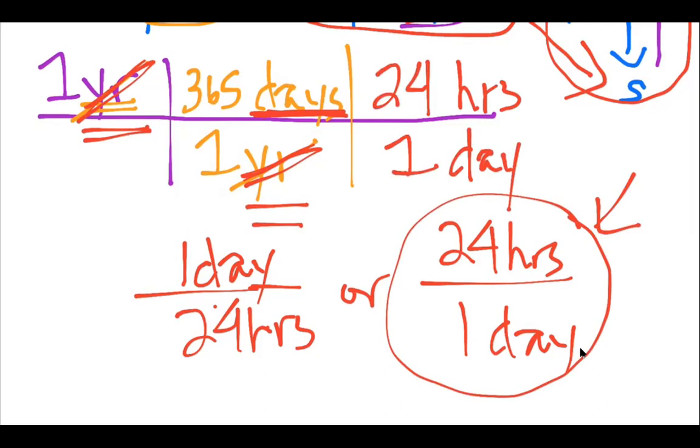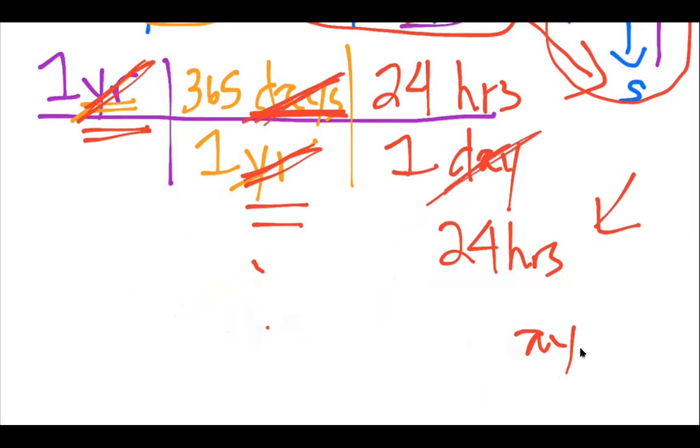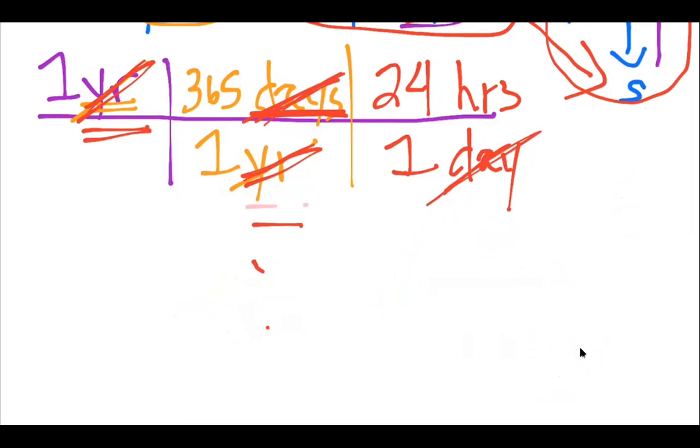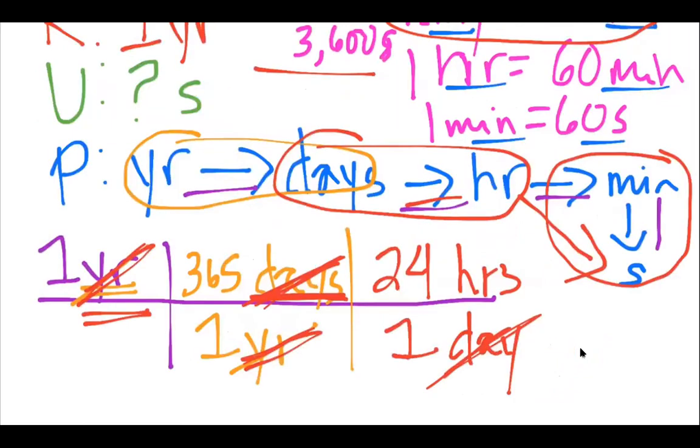So now I can slash through my days. Day and days cancel out. So now I have converted, or changed, to hours. Now we go back up here and look at our next step. Our next step is hours to minutes. Okay, if we do the long plan, hours to minutes is the next one. And here's my conversion factor. 1 hour equals 60 minutes.